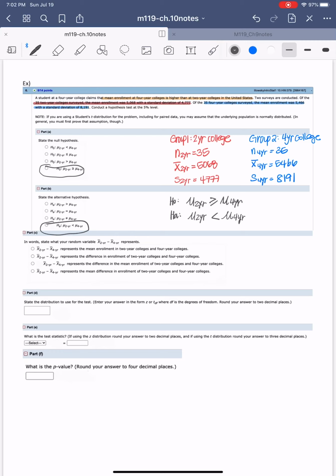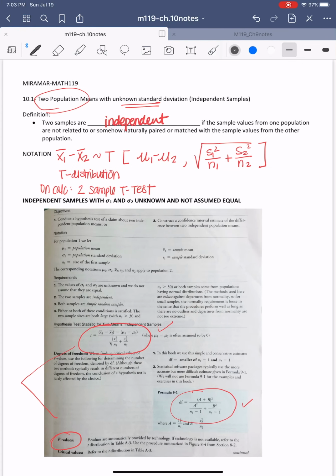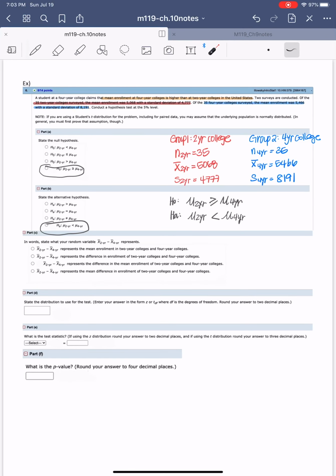Okay. What is in words, state your random variable x bar 2 years subtract x bar 4 year, which is your random variable from the notation here. You just literally translate that. You see the word subtraction, so that's representing a difference, different value of what? So x2 take away x4, that will be representing the difference between mean enrollment of 2-year college to 4-year college.